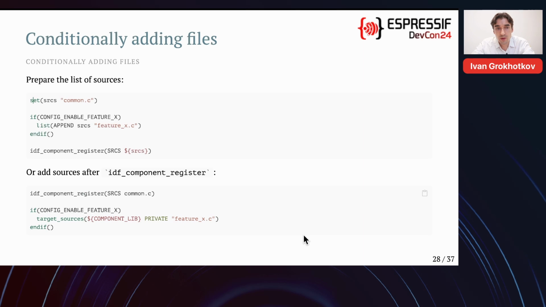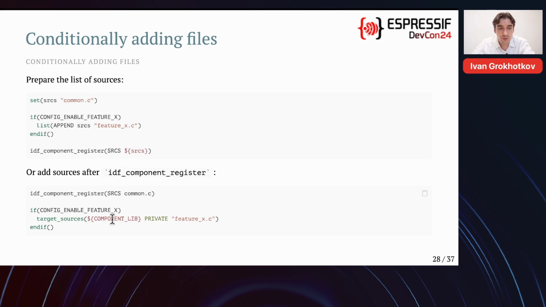One of the common things you may want to do is to do things conditionally in the build system. For example, conditionally add files, meaning that you check if a certain configuration option is set and you only compile a certain file if that is true. The syntax is pretty simple. As I mentioned before, we cannot use commands that cannot be used in CMake script mode until we call IDF component register. But all the basic commands such as set, if, list, and so on, they can be used in script mode. So we can perform some logic based on configuration options and create a list of source files and then pass them to IDF component register.